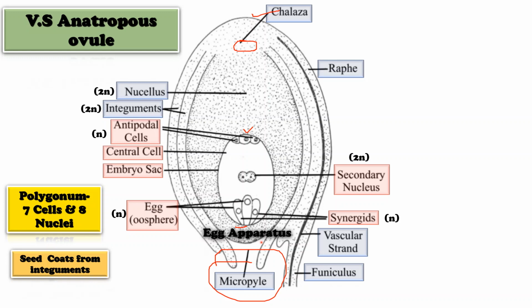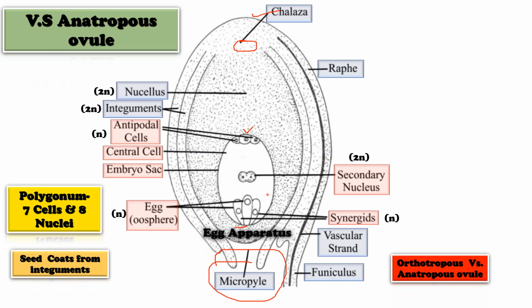So a female gametophyte consists of this central cell plus three antipodal cells towards chalazal end, three cells towards micropylar end, and 2 nuclei in the center. So in total, embryo sac is made up of 7 cells and 8 nuclei.